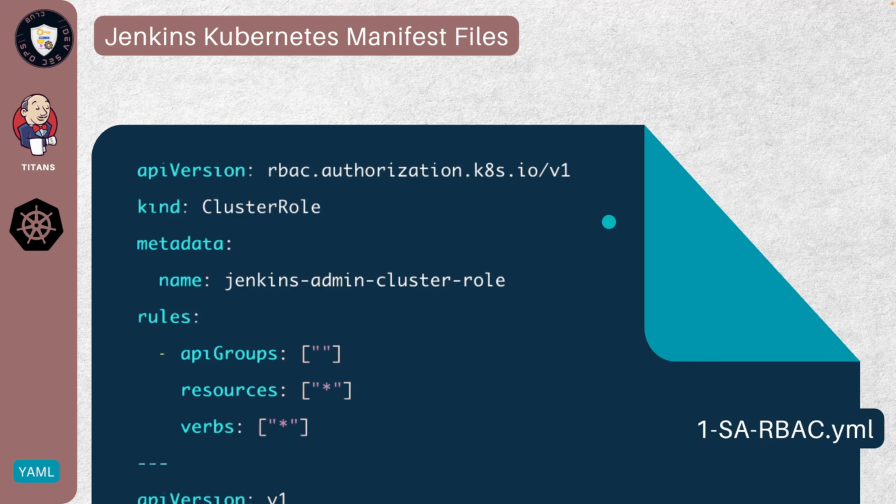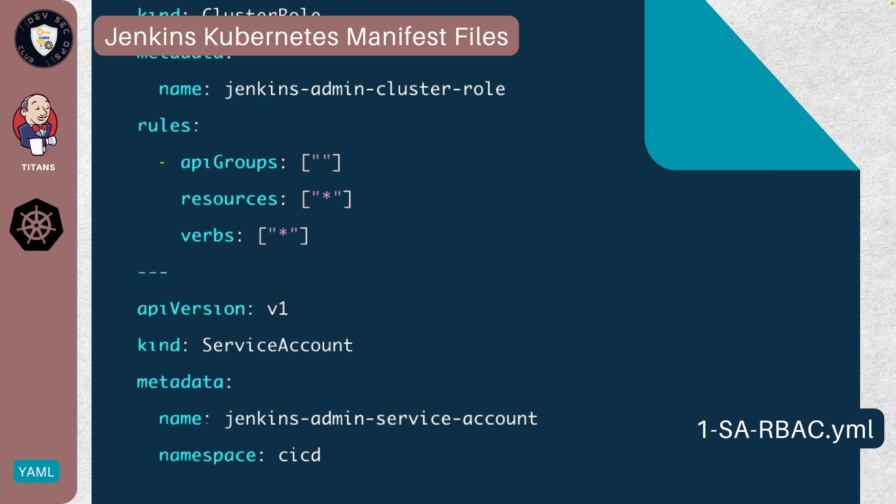Here, the first thing is to create a cluster role, and we have given it the name Jenkins admin cluster role. And what are the roles? We have provided this role so it can access API groups, resources, and verbs. That is the first thing. Second, in this YAML file, we are creating a service account. The service account name is Jenkins admin service account, and the namespace is CICD. Of course, I just renamed it. Feel free to create a namespace that is convenient to you. I just wrote CICD, whatever you would like. You can create a namespace and use the file accordingly.